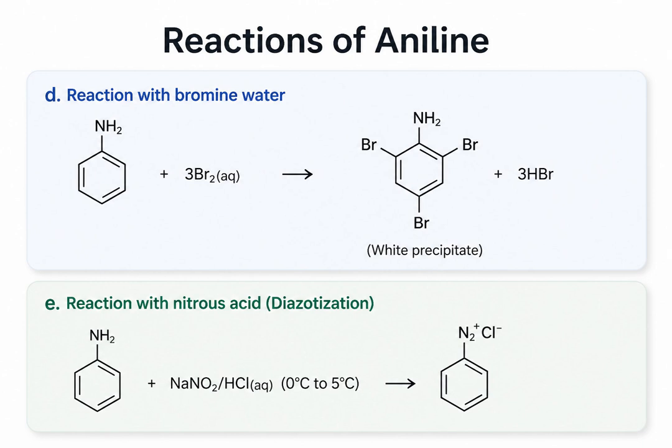Another incredibly important reaction is diazotization. When aniline reacts with nitrous acid, again generated from sodium nitrite and HCl, but kept strictly ice-cold between 0 and 5 degrees Celsius, it forms benzene diazonium chloride. This diazonium salt is a crucial stepping stone for synthesizing a vast array of other aromatic compounds.